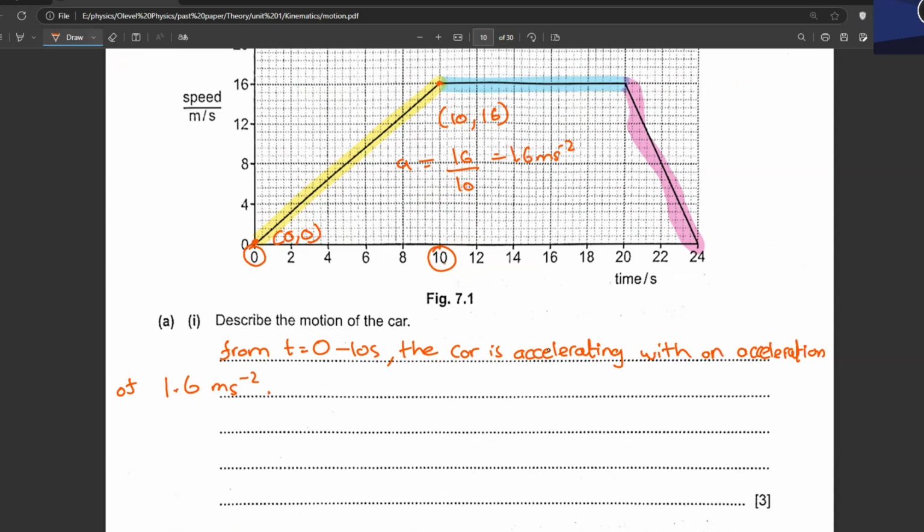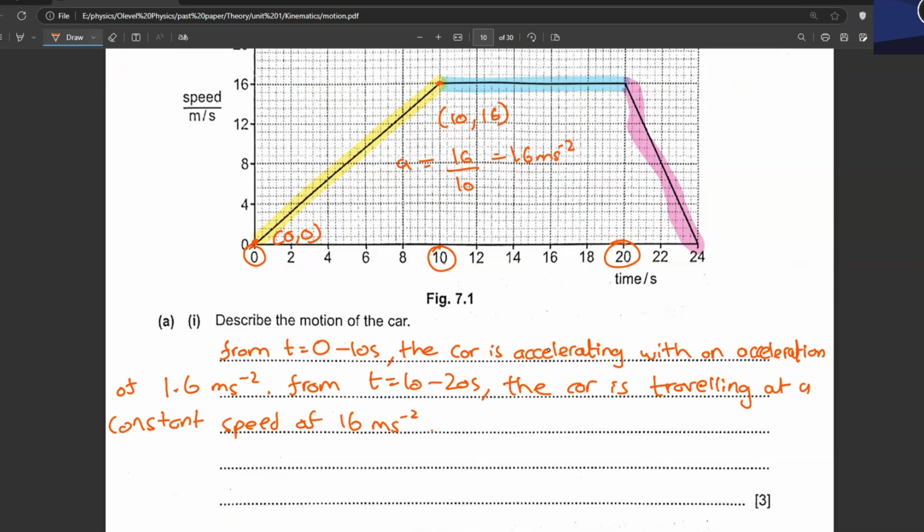What will be your second statement? From time t equals 10 till 20 seconds, the car is traveling at a constant speed of 16 m/s. You have up till now scored 2 marks out of 3. Just the last motion is yet to be described.